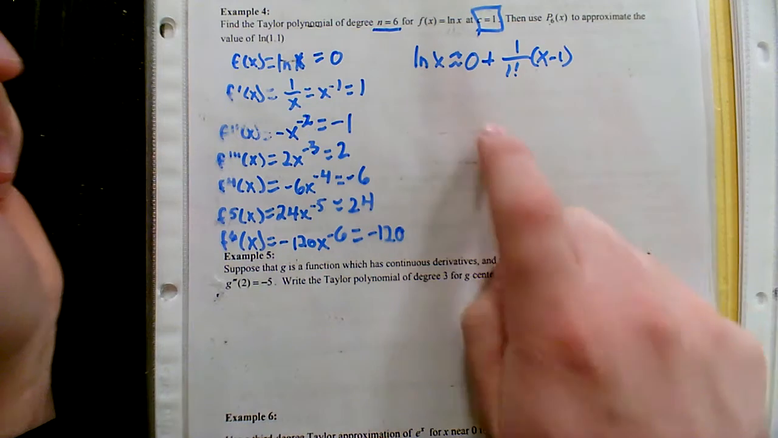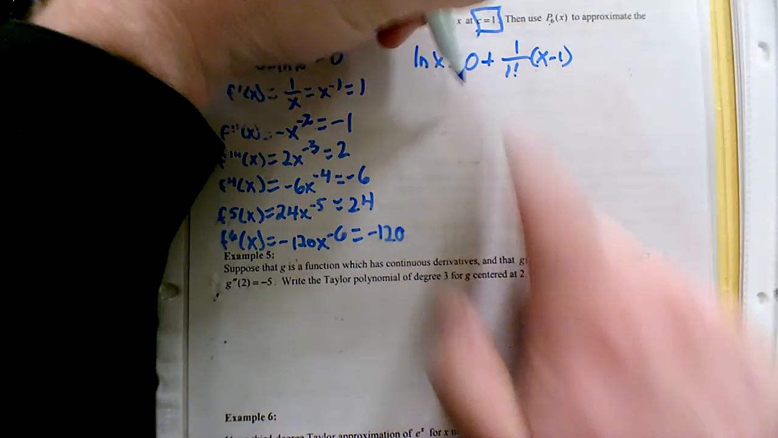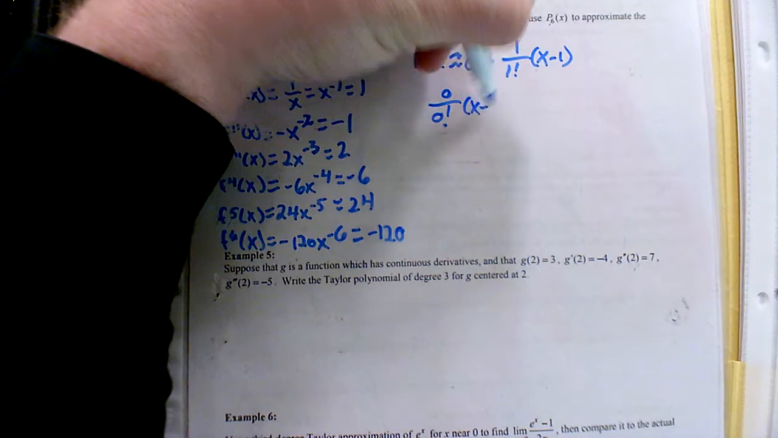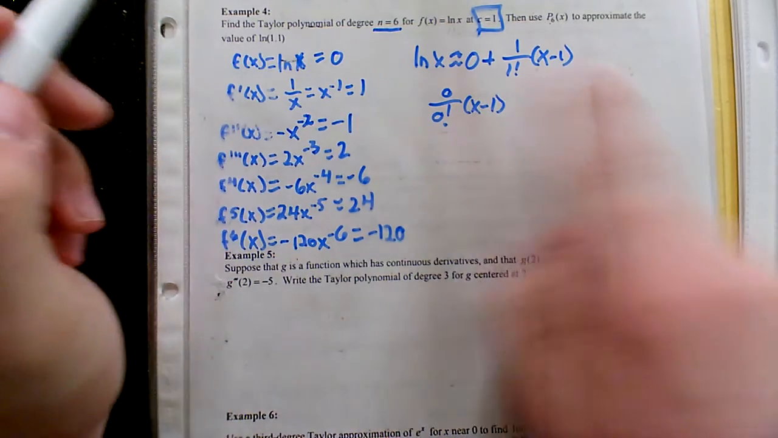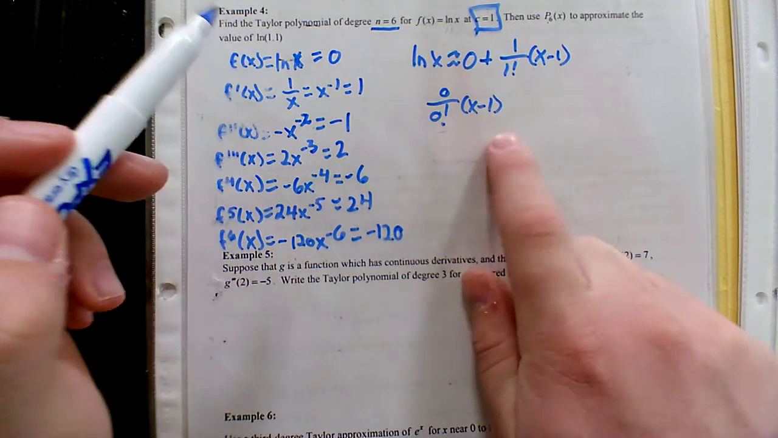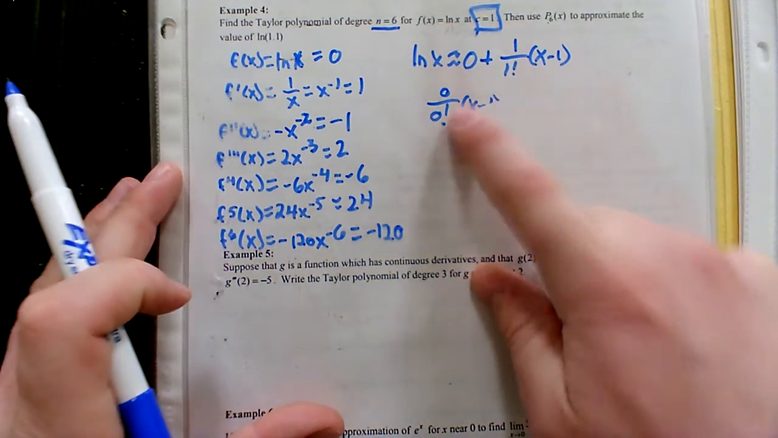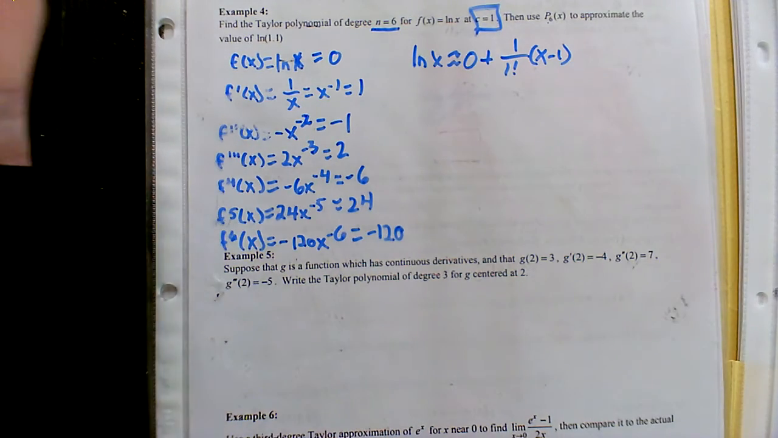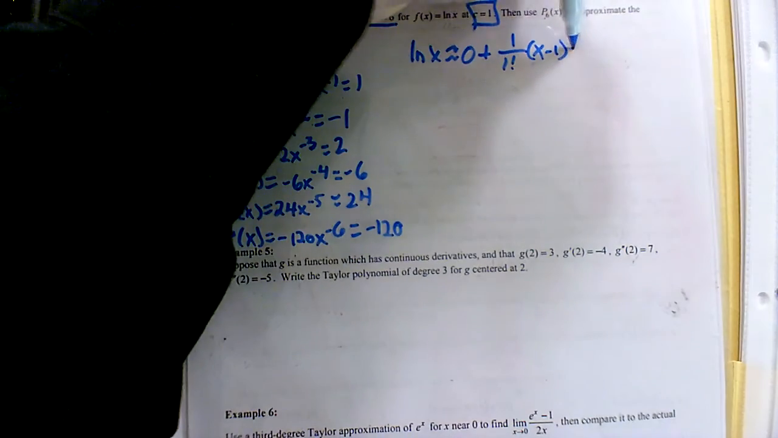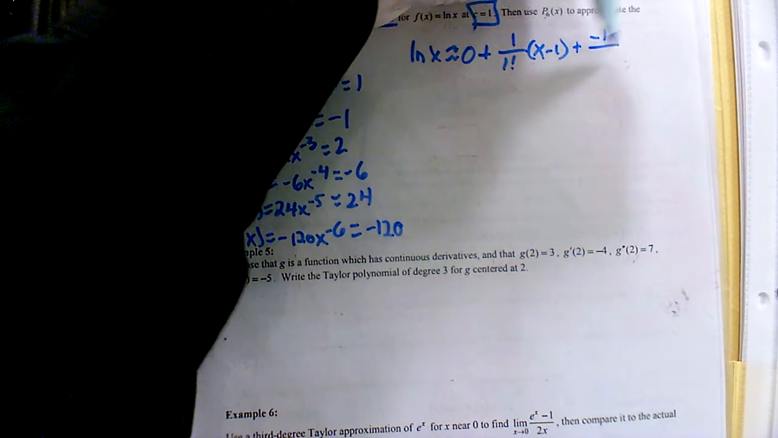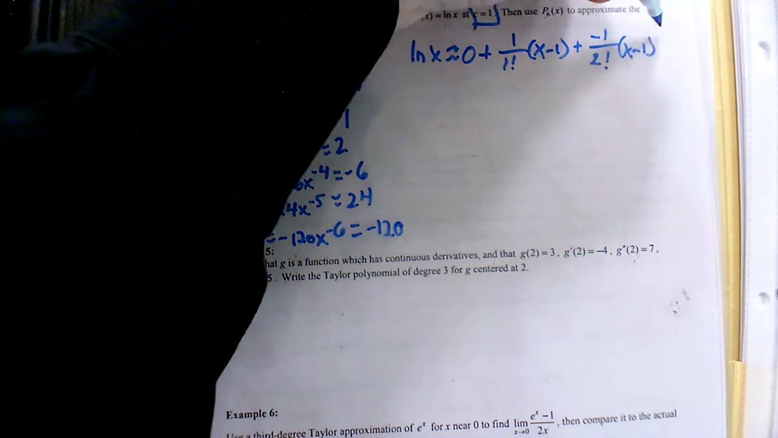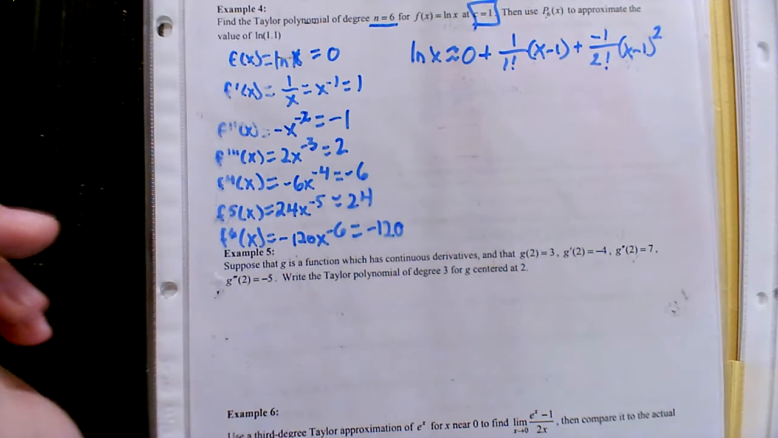So I'm going to erase this in a second, but I'm going to write, so this first term technically would be 0 over 0 factorial x minus 1. So it does fit the pattern, but if you have the 0 multiplied by everything, it's going to go away anyways. So that's why we just write 0. So it does fit the pattern. Next would be plus negative 1 over 2 factorial. X minus 1 for the center, but remember it's squared now.